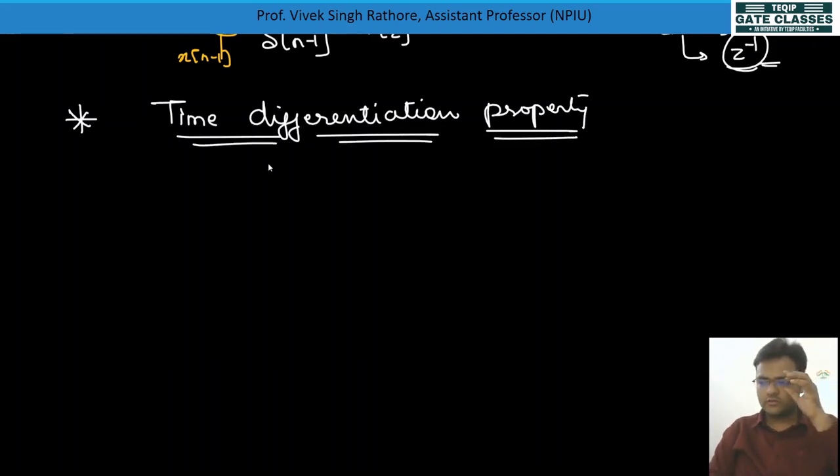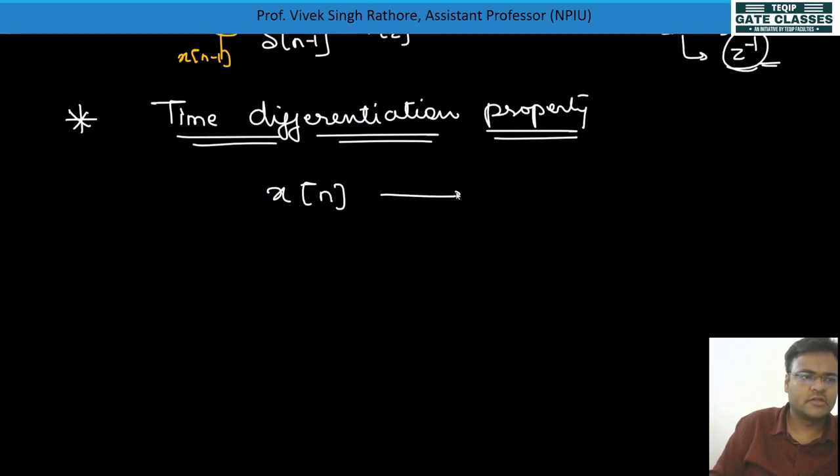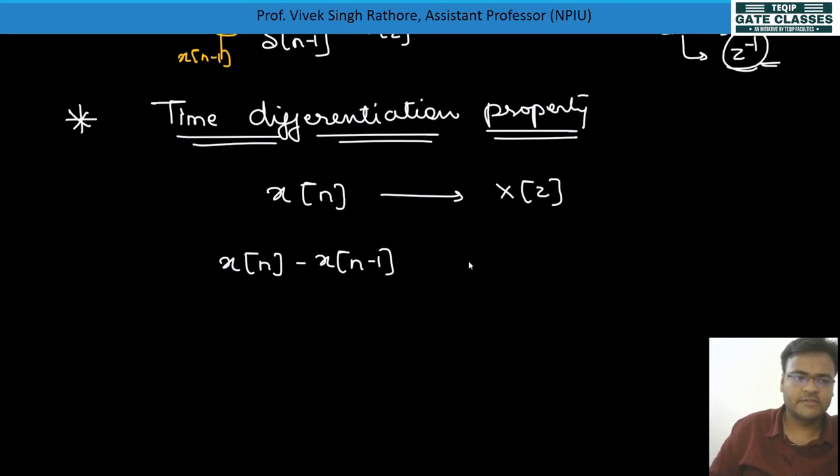Okay, so as we are in Z transform, we are talking about discrete time signals. Let's suppose x of n has Z transform x of z. If we do differentiation in discrete time, we write x of n minus x of n minus 1. Like this we write differentiation in time, in discrete time.